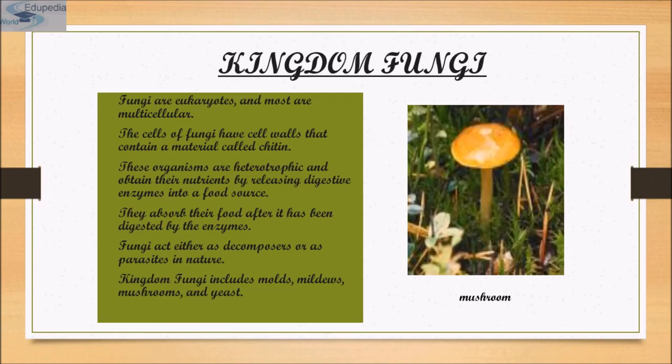The cell walls of fungi are composed of chitin and polysaccharide. Most fungi are heterotrophic and absorb soluble organic matter from dead substrates, and hence are called saprophytes. Those that depend on living plants and animals are called parasites. They can also live as symbionts, in association with algae as lichens and with the roots of higher plants as mycorrhiza.